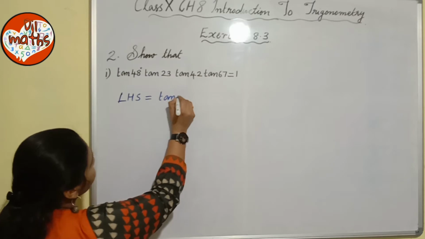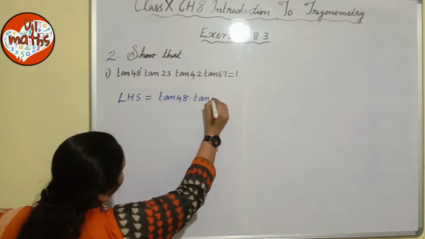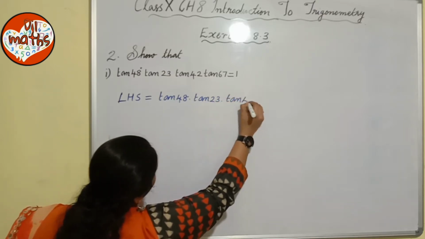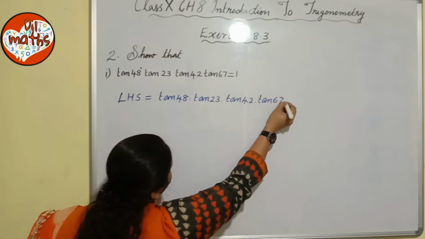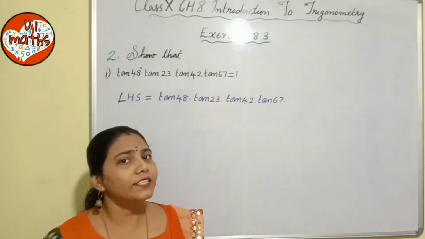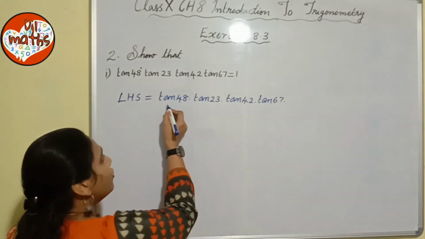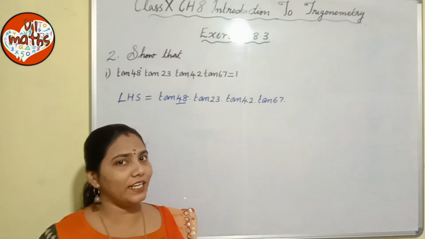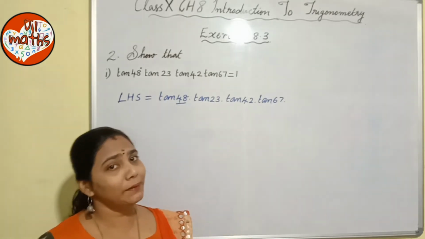Tan 48 into tan 23 into tan 42 into tan 67. So from this what we have to do first? First we have to find out the complementary angles. That means first we have to find out the pairs. Here what is the first angle? 48 is the first angle. So we have to find out the complementary pair of that angle.